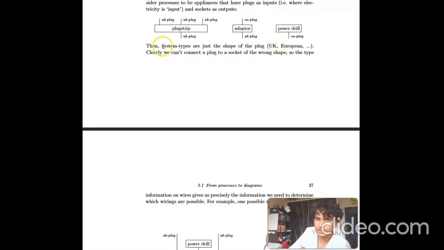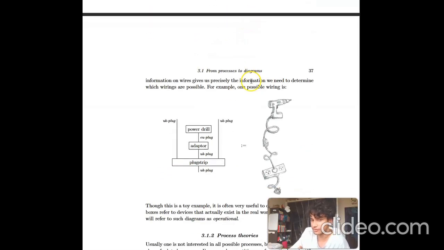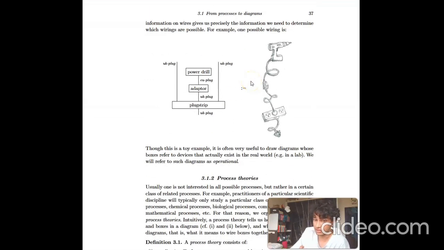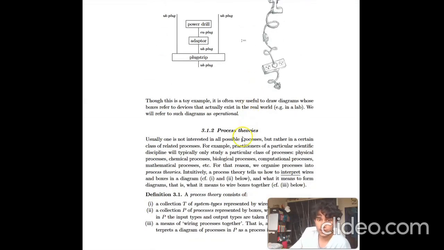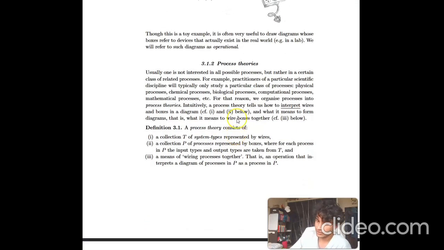The point of this example is to illustrate what a type is. In this example, UK plug is one certain type of plug, and European plug is another type of plug. So you cannot mismatch a European plug with a UK plug. This gives you a better understanding of what exactly they're trying to say when you can't mix data types. Now we will go into the important thing, which is what is a process theory.